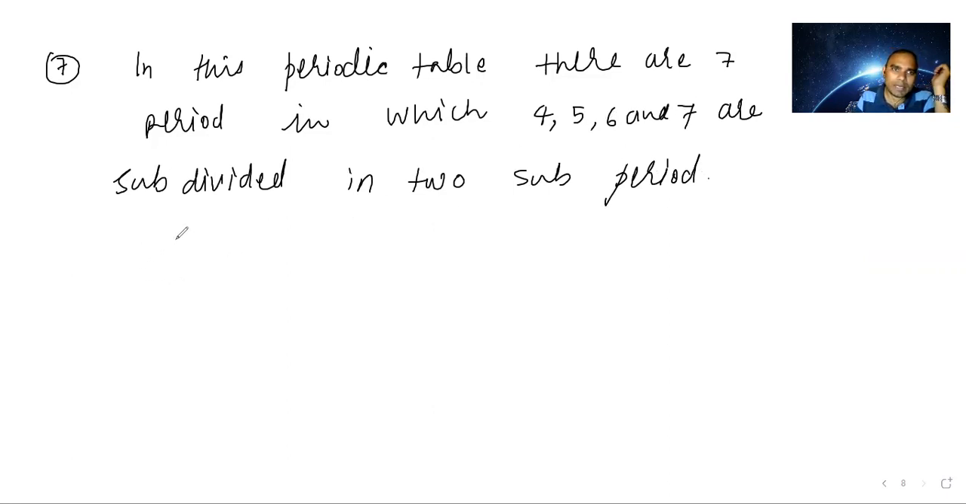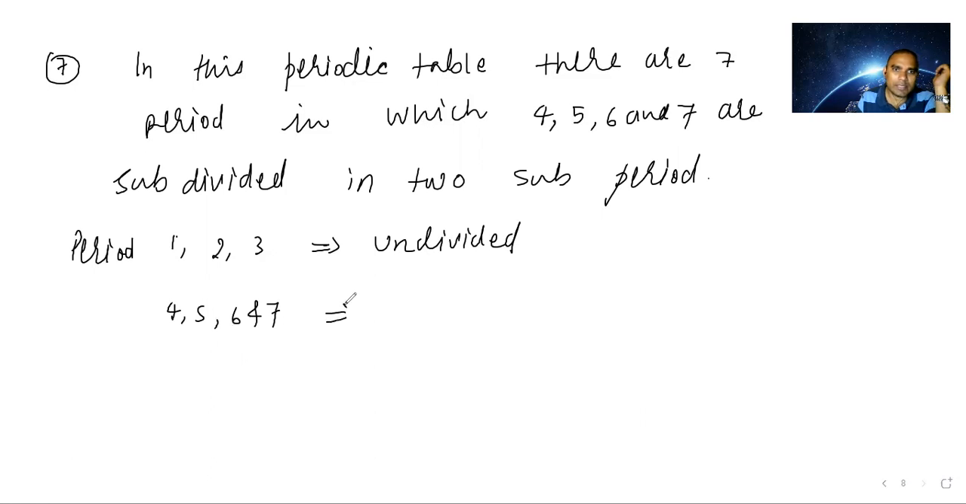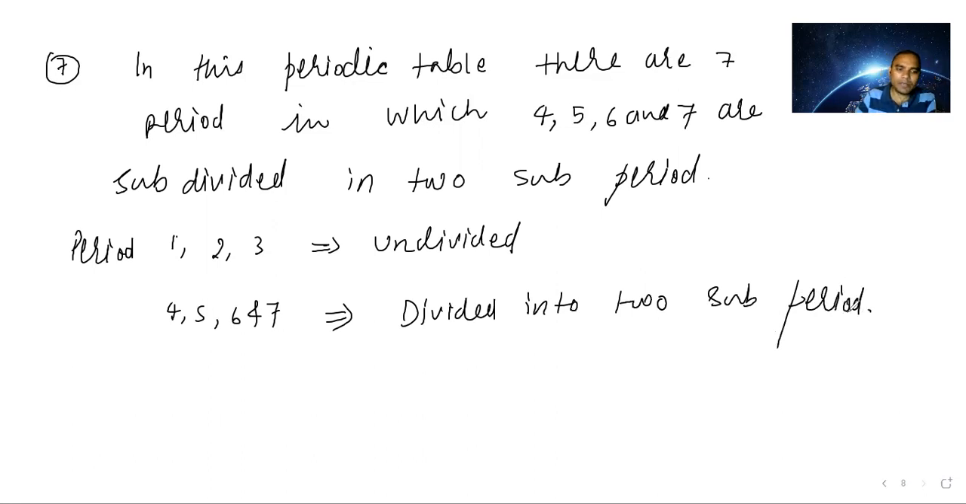Now, whatever the periods are, periods 1, 2, and 3 are undivided. You can watch in your book also, undivided. And if you talk of 4, 5, 6, and 7, they are divided into 2 sub periods. So these were the characteristics of the Mendeleev periodic table, right? The diagram is not important for this one.